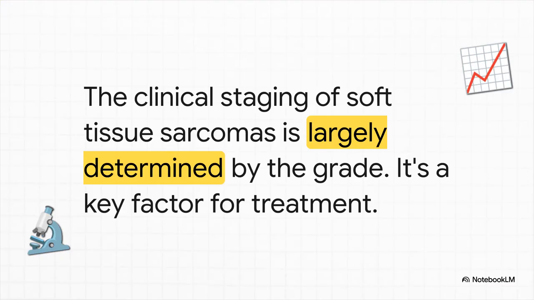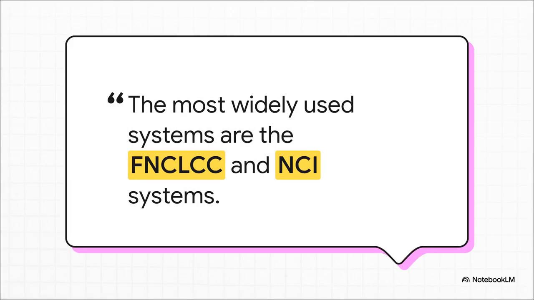And this is a point I really can't stress enough. The grade is not just some academic exercise. The protocol makes it clear that the clinical staging of these sarcomas is largely determined by the grade. It's a key piece of the puzzle the oncology team uses to decide on treatments like chemo or radiation. It's a huge deal. So, how do we figure out that all-important grade?